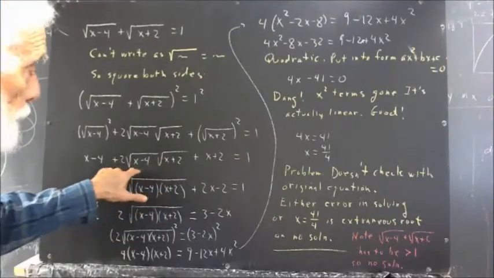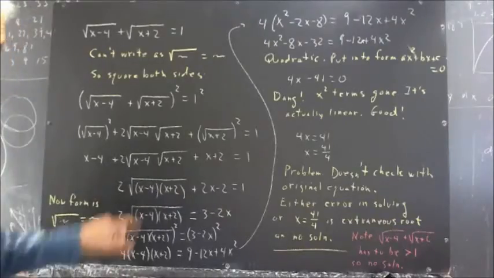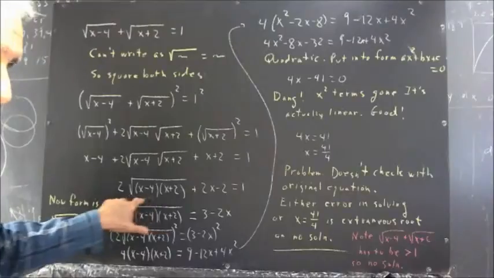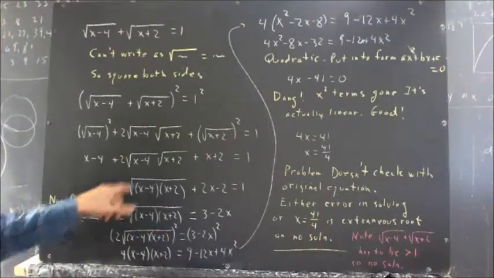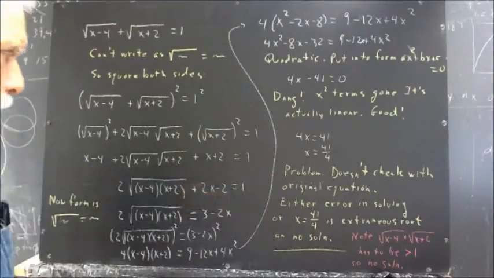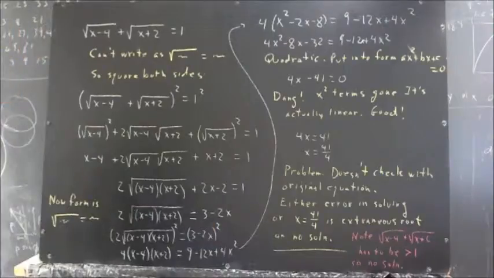Of course, the product of these two square roots can be written as the square root of the product of those quantities. So we get all this into one square root. And we combine our x minus 4 with x plus 2 to get 2x minus 2. And that's very straightforward. And now what do we have?